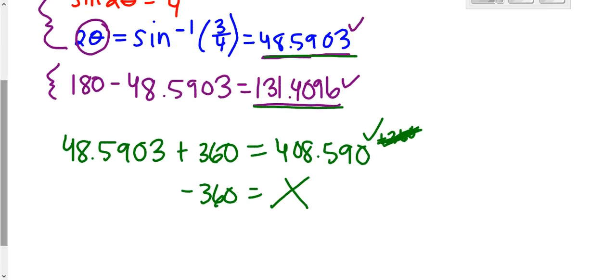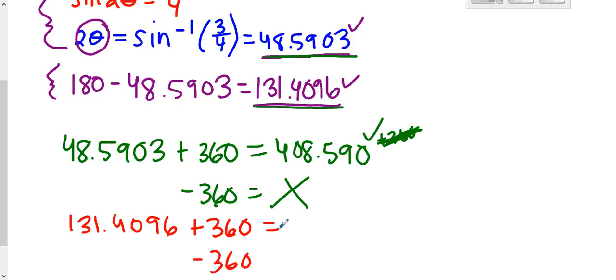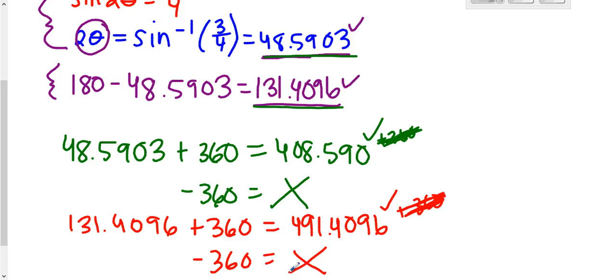From there, we need to do the same thing with 131.4096. We're going to add 360 and subtract 360. When we add 360, we will get 491.4096. That is in our interval. If we add 360 again, we're going to get over 800, so that does not give us another answer, so we stop there. Then when we subtract 360, that'll give us a negative answer. Negative is not part of our solution, so that's it.